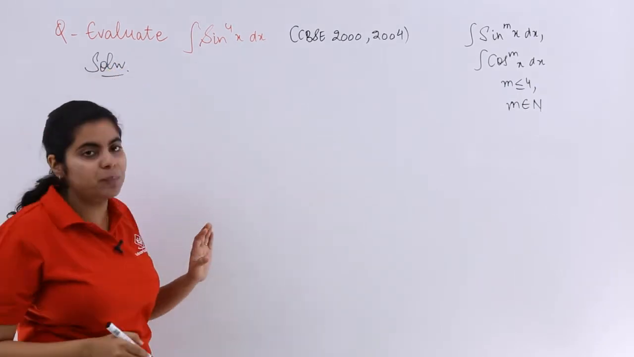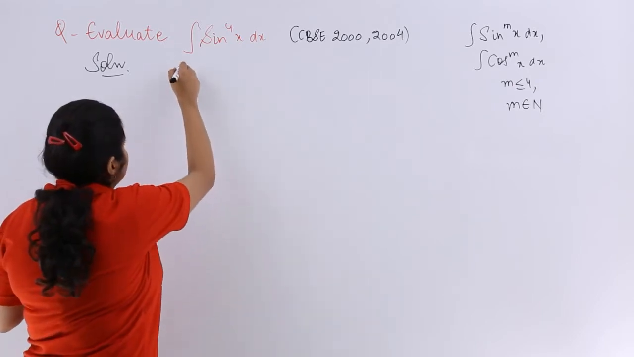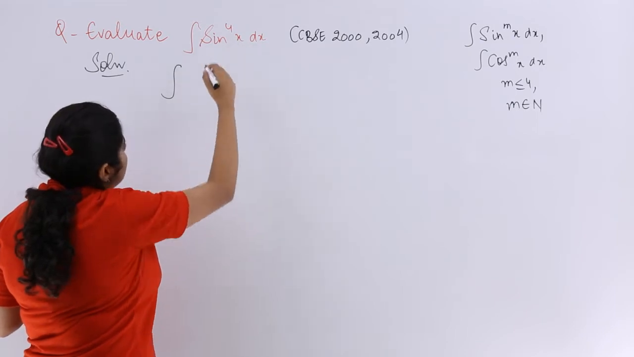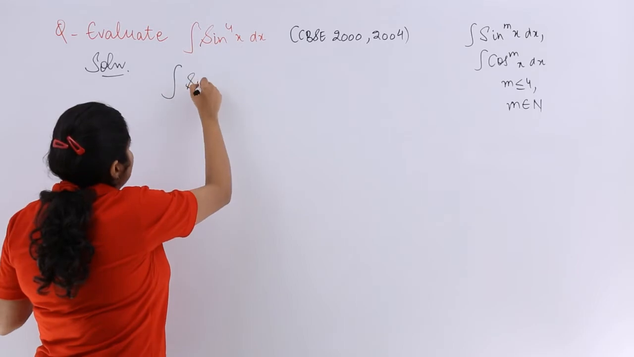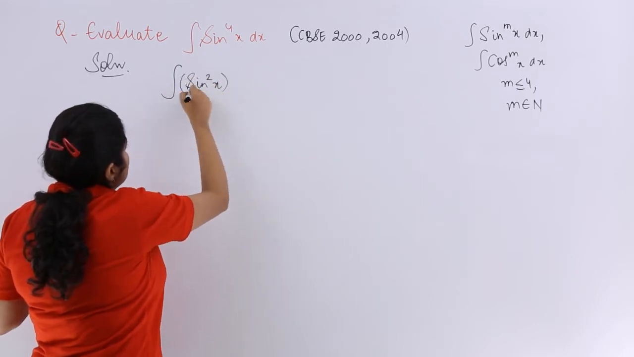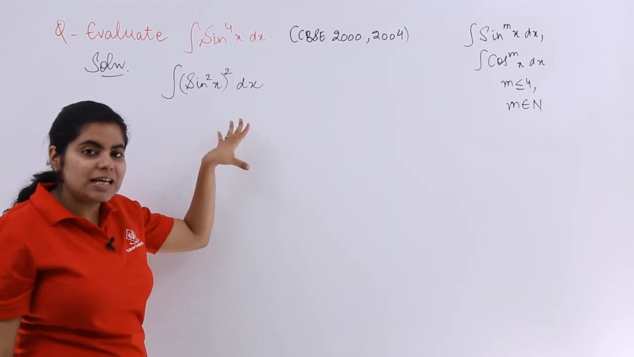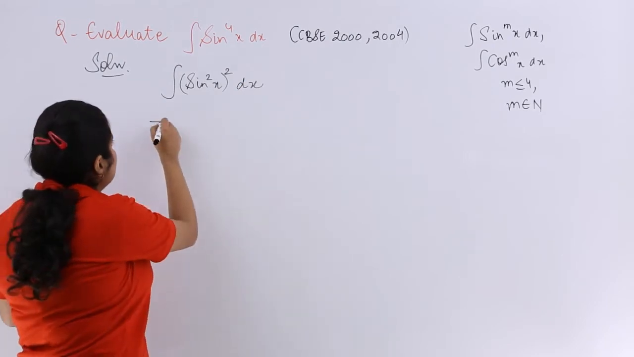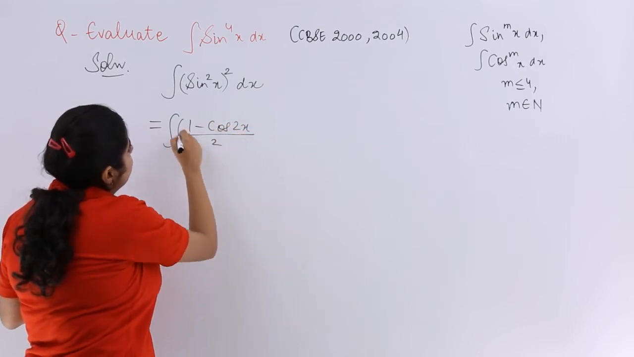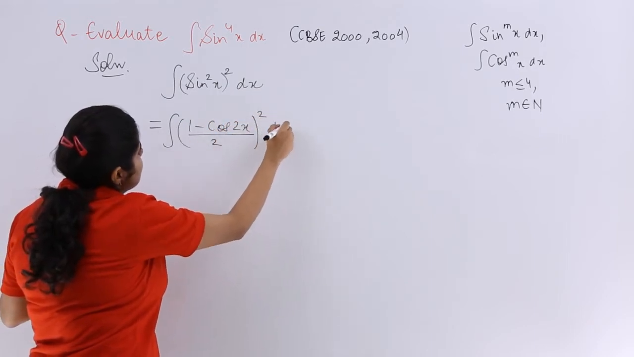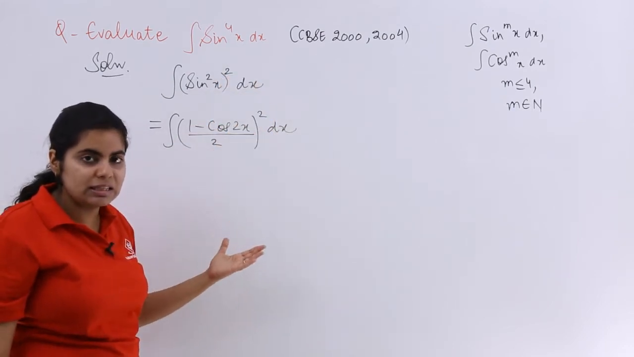First understand, then copy. Sin raised to the power 4 x dx. Can it not be written as sin square x whole raised to the power 2, then dx? Now, what is the sin square x formula? It is nothing but (1 minus cos 2x) by 2, whole square dx, because the square is already outside.